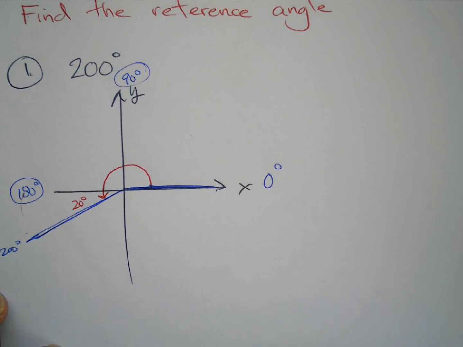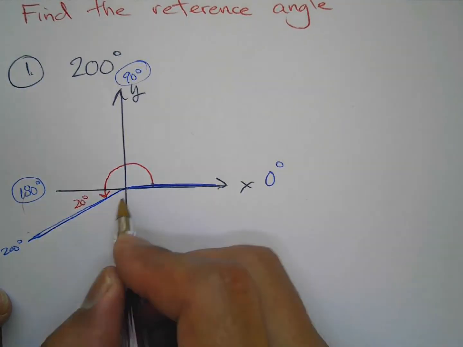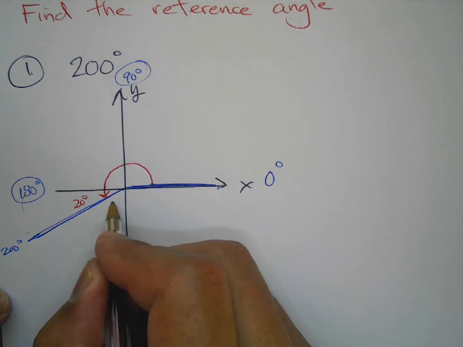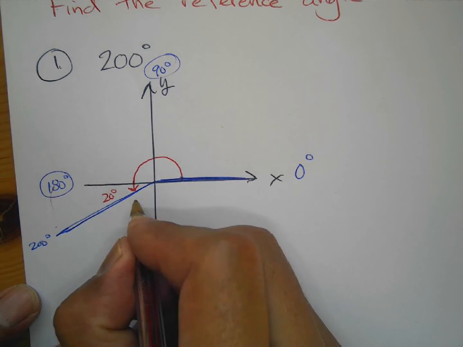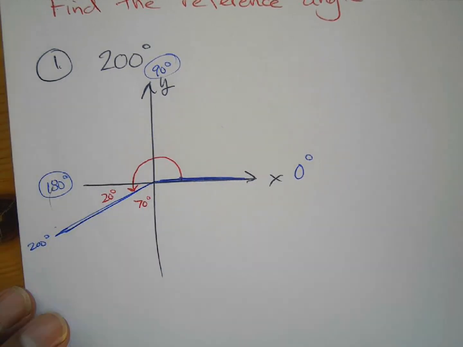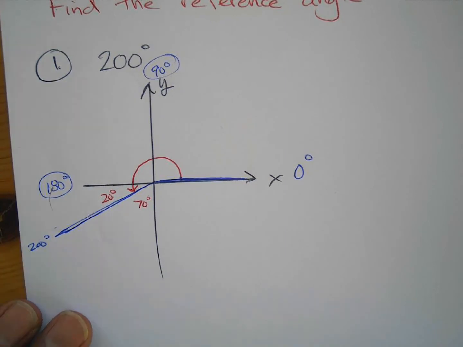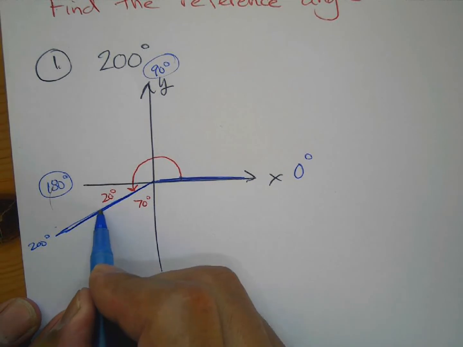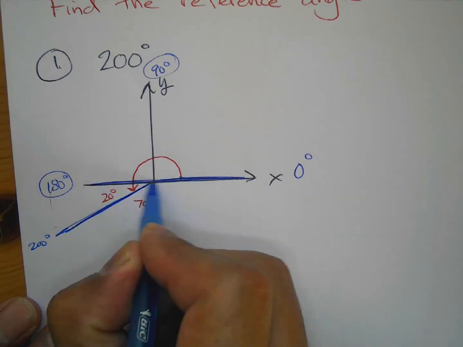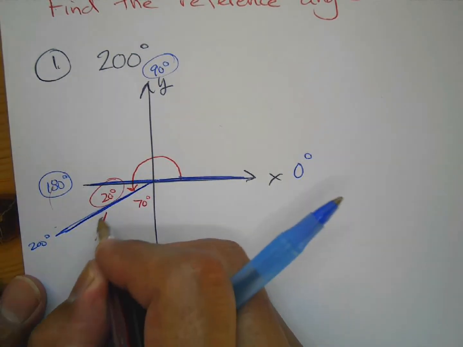Okay. I know that this is 20. Make sure you always get the other one. And I know this is a right angle. These are complementary angles, so it adds up to 90. That's 70, right? I got 20 and 70. Which one's your reference angle? Well, again, by definition, your reference angle is the one that is formed by the terminal side and the x-axis. So your reference angle is 20 degrees.